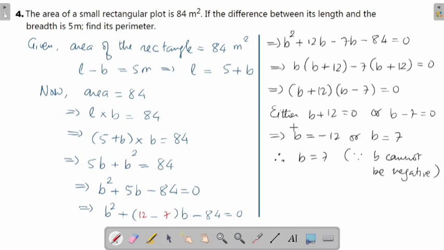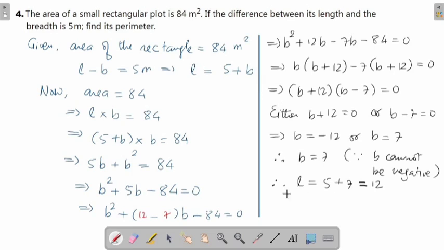Now see here carefully, we got our breadth. Okay, now in order to find perimeter, let's find length also. So therefore your length will be, L is going to be 5 plus b, b is 7, so it is how much?